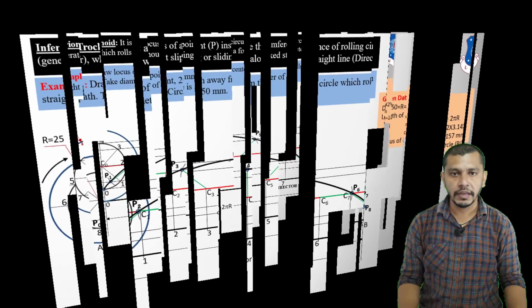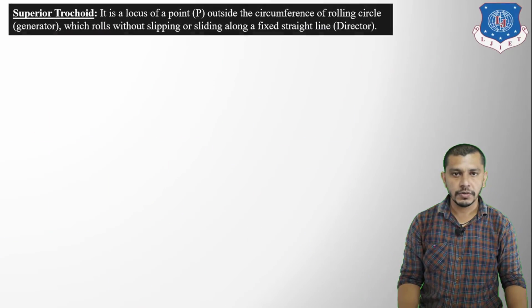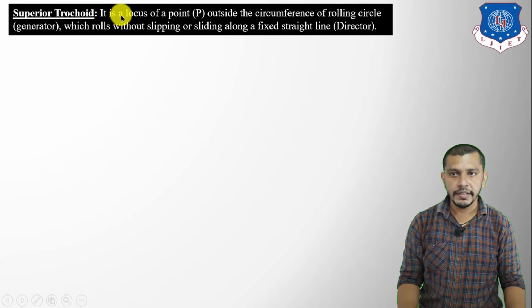Now let's move on to the next, superior trochoid. So what is superior trochoid? It is a locus of a point P which is outside of the circumference of the rolling circle, which rolls without slipping or sliding along a fixed straight line, which is known as director.